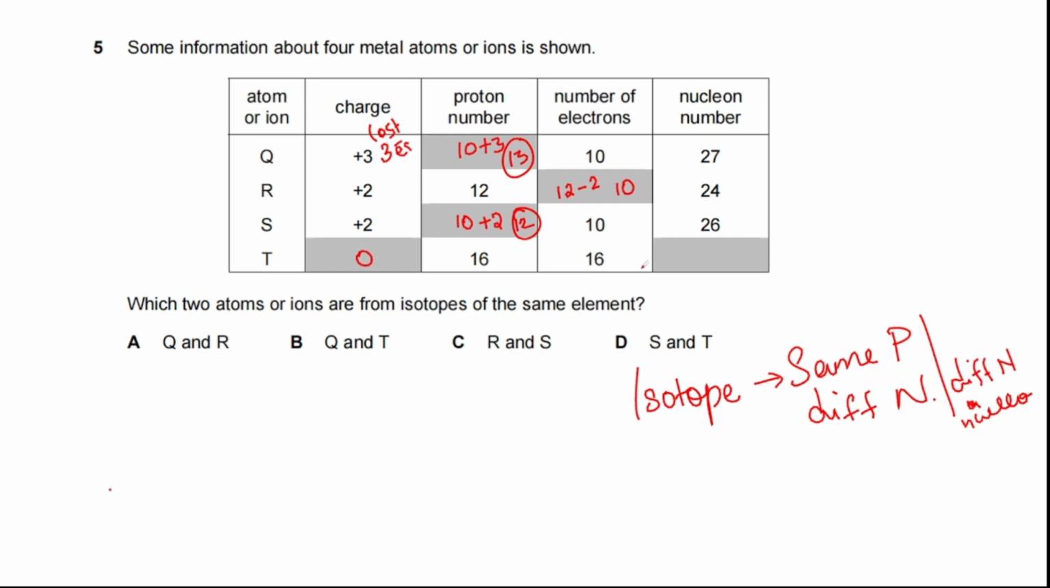It has not lost or gained any electron, and the nucleon number will be mostly double the proton number. That's actually not relevant here, because you just need to get 2 elements, and here you're getting the same number of protons for R and S. And look at the nucleon number, it's different, 24 and 26. So same number of protons and different number of nucleons, or the different mass number, is the option. So option C is the correct answer for this.